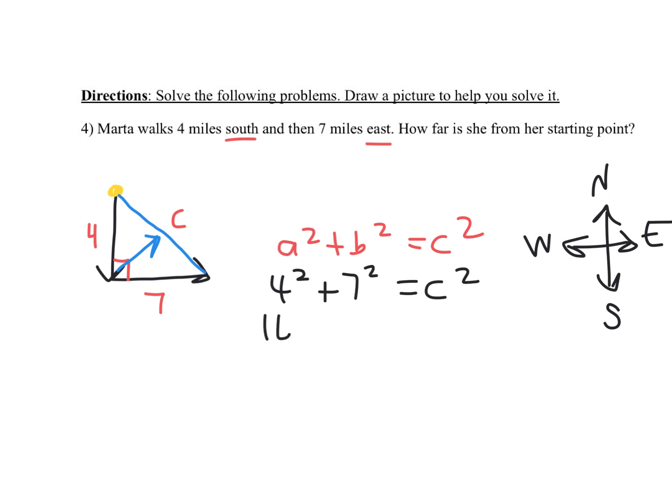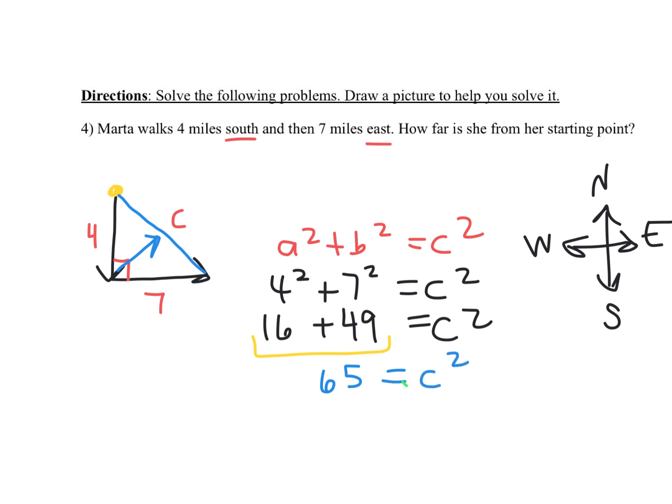4 times 4 is 16. 7 times 7 is 49. I'm going to go ahead and add that together. And that gives me 65 is C squared.